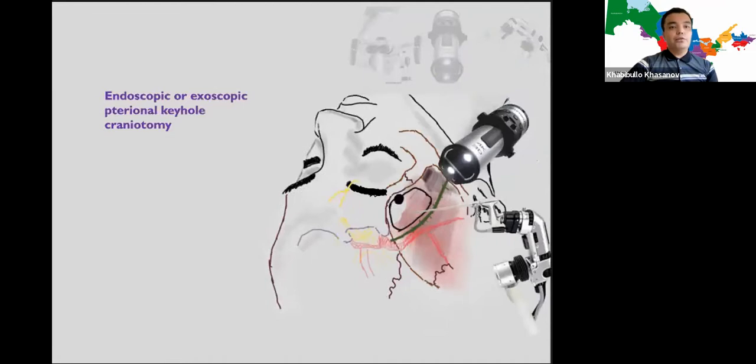And the endoscopic or exoscopic pterional keyhole craniotomy is also a good option. As for the advantages of exoscopes, they overcome the disadvantages of the endoscopic approach, because while inserting the endoscope along the surgical corridor, we cannot visualize or control the structures behind the visualization of the endoscopic system, and sometimes we can injure some neurovascular structures. So this is compensated for with the use of exoscopic systems.